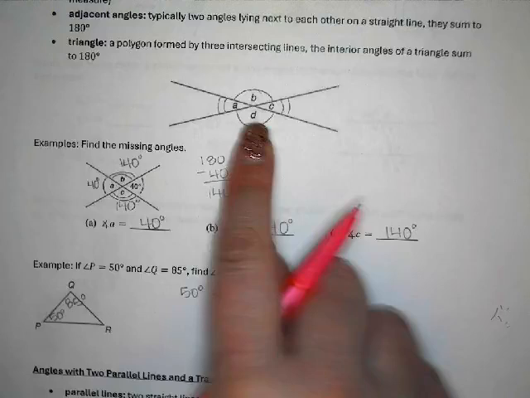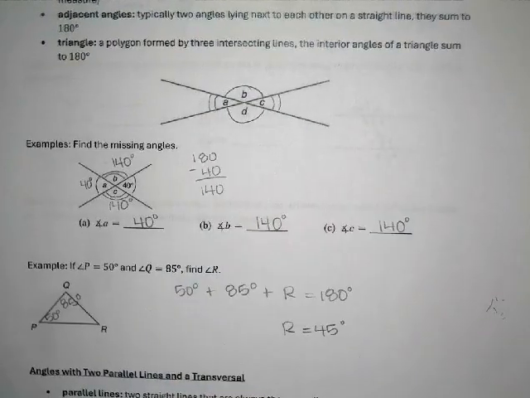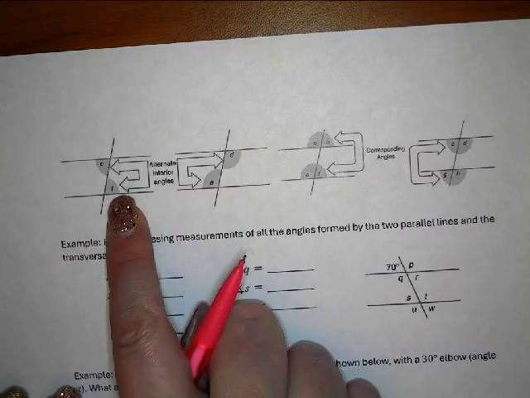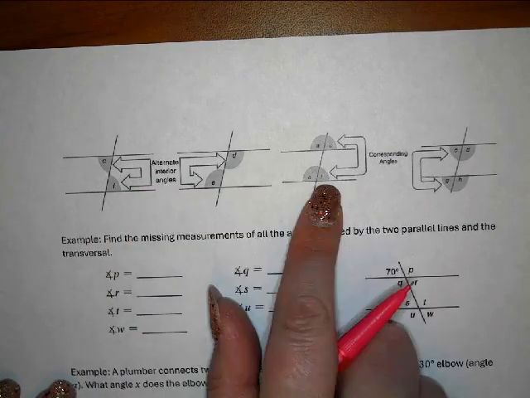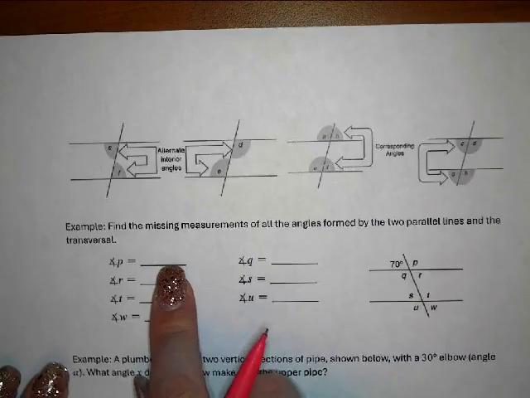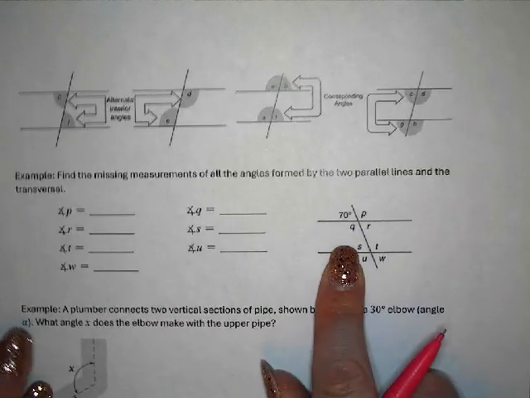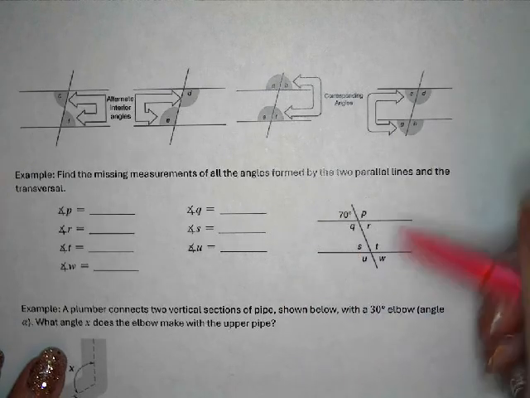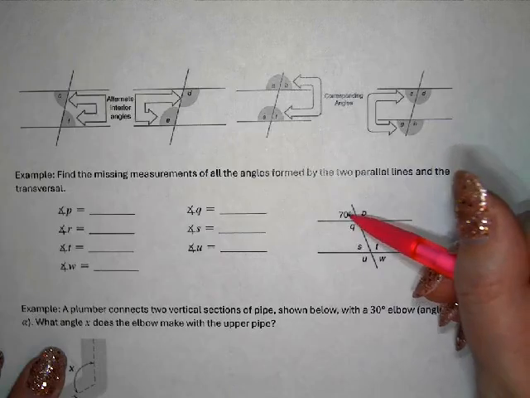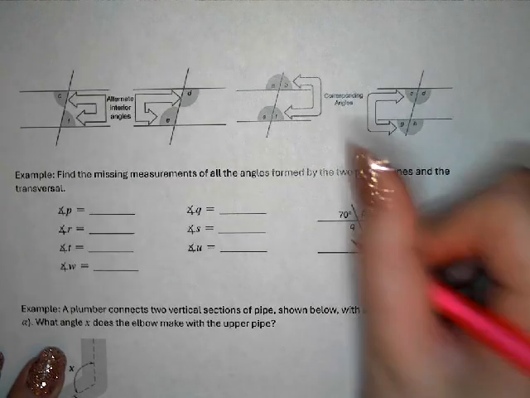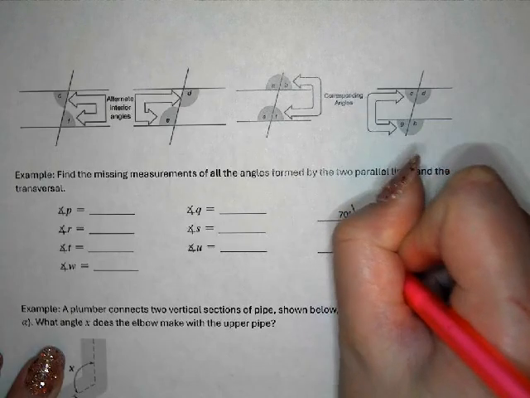Okay, so let's look at the next page. And they show us the pictures of alternate interior angles. We've got the pictures of corresponding angles. And so now let's look at a picture that asks us to solve for everything based on what we know here. So if this is the upper left, then we know that the upper left is also 70 degrees. Upper left is 70, upper left is 70.